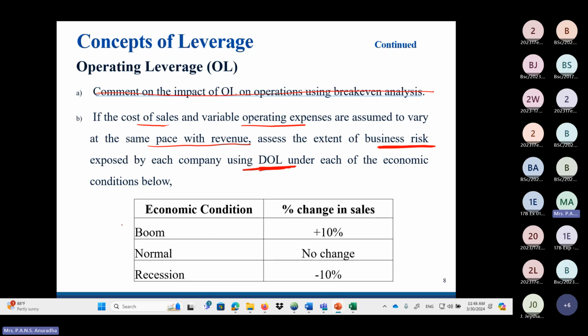So you are given, this is normal, right? Normal එකේ change වෙන්නේ නැහැ. මේ තියෙන තත්ත්වෙම තමයි තියෙන්නේ.